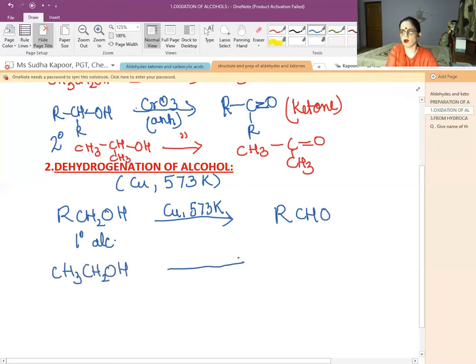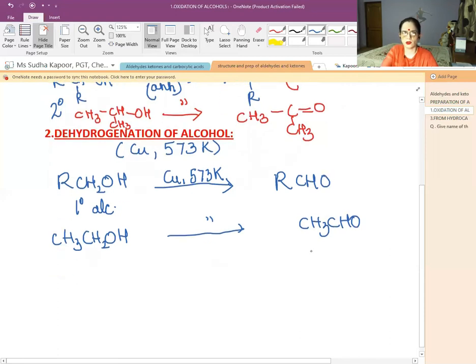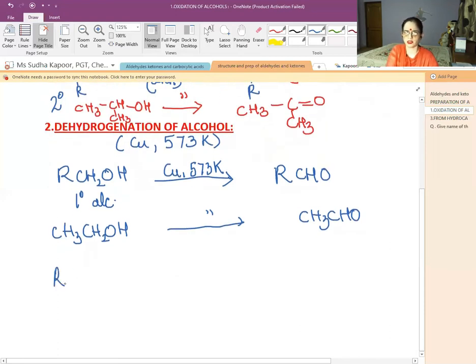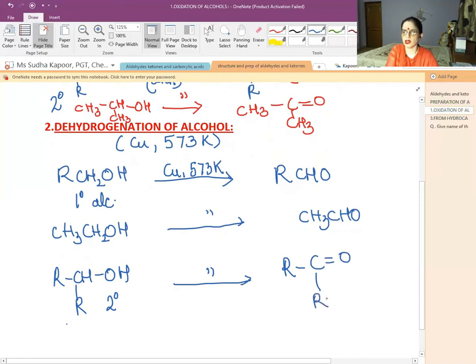CH3CH2OH, keeping all the conditions the same, we will be getting CH3CHO. But if we have taken a 2 degree alcohol in place of it, such as isopropyl alcohol, or propan-2-ol, any of these we can take, that is a 2 degree alcohol. Then under the same conditions, the 2 degree alcohol will lose hydrogen and is converted into a ketone. So an aldehyde is formed from a 1 degree alcohol and a ketone is formed from a 2 degree alcohol.